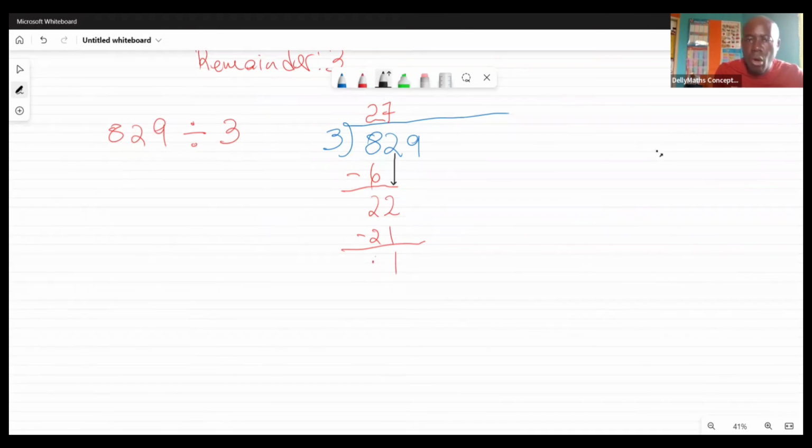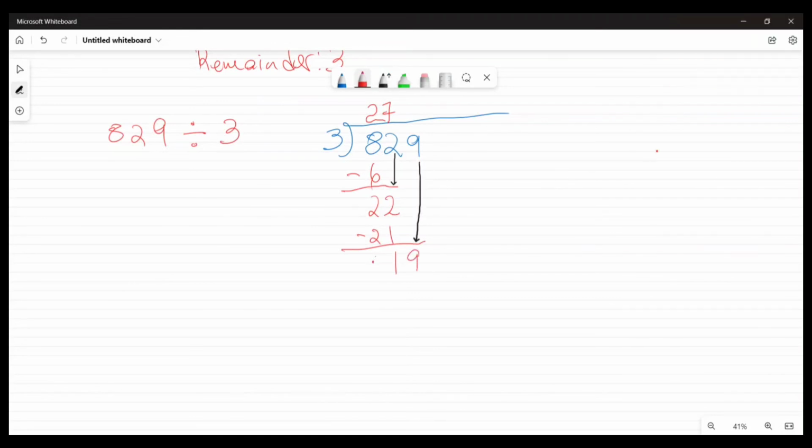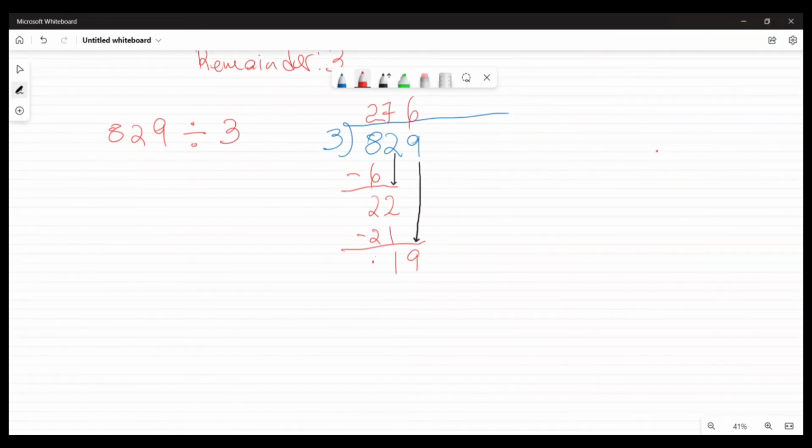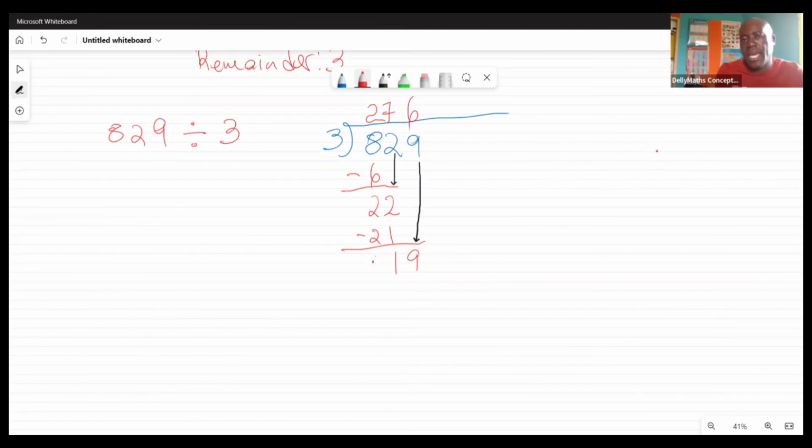Then we have to bring down this 9. So when you bring down that 9, it's 19 that you're working with. Then we say 3 into 19. Anybody with their timetable? 6 times. Exactly. And then you say 6 3s, 18. And then you subtract, we get 1. Now, when you look here, there is nothing to bring down.